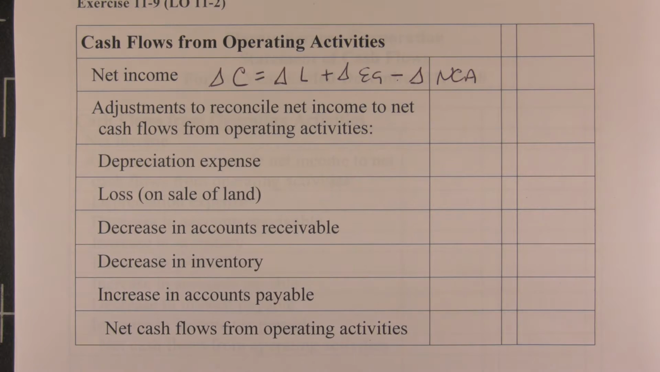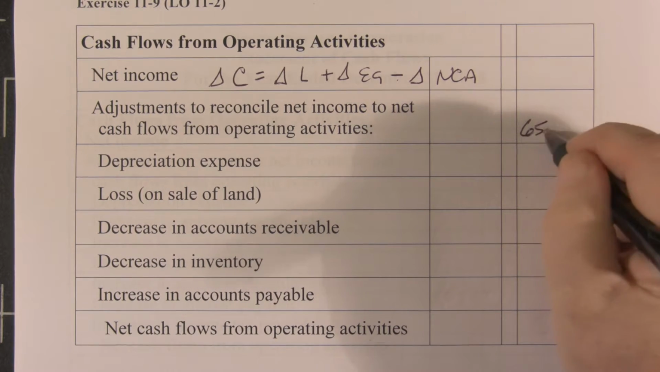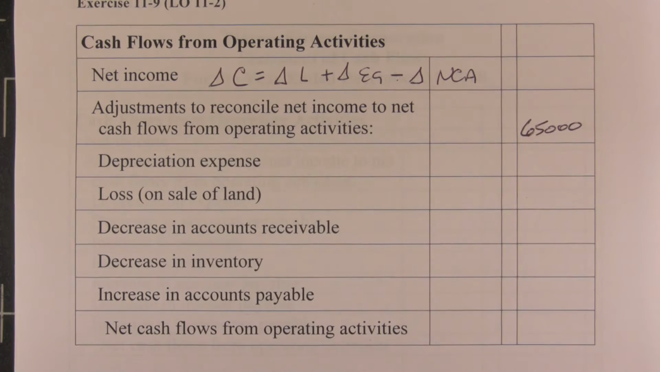So let's take a look at this and see what's going on here. This is 11.9 and this is Software Distributors Inc., and they report net income of $65,000. Well, that's where we start, with their net income.